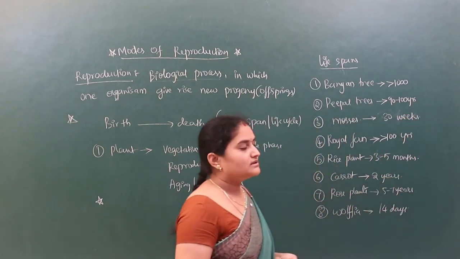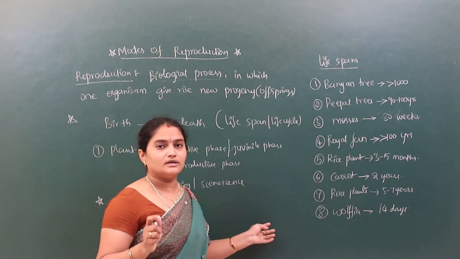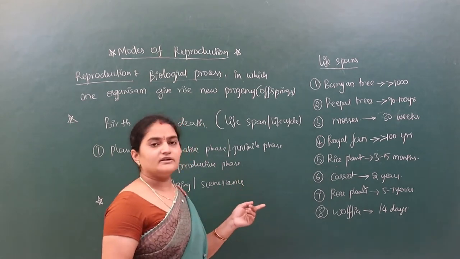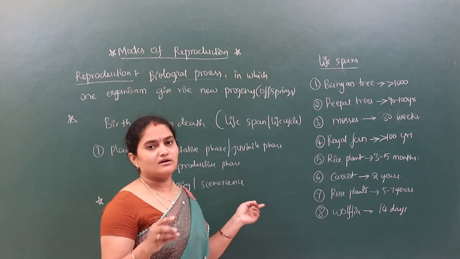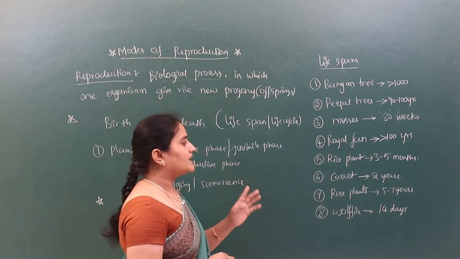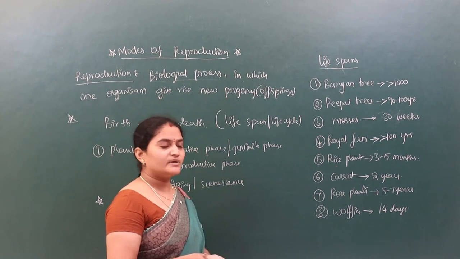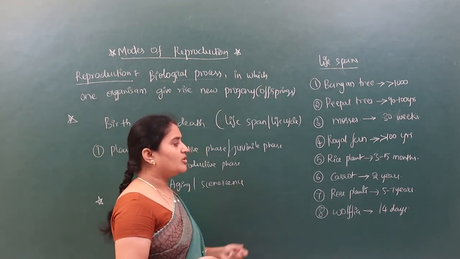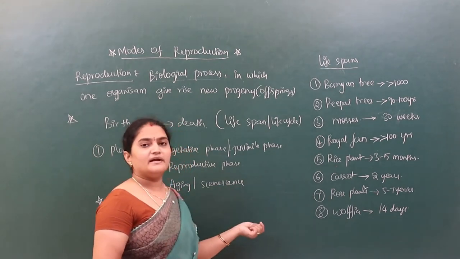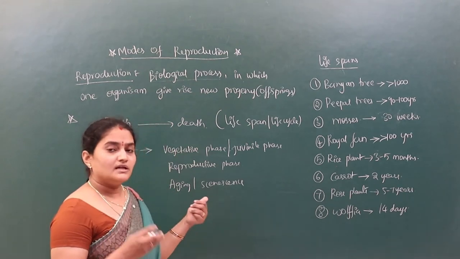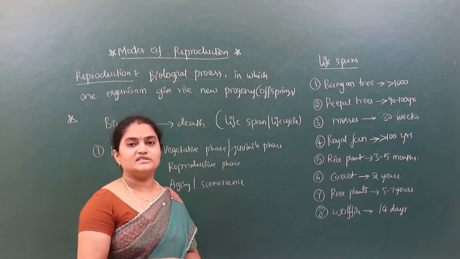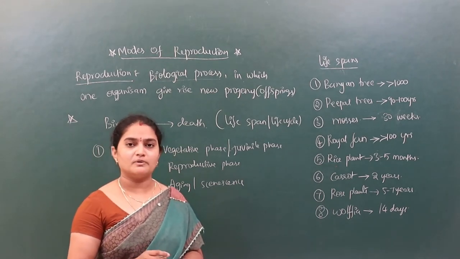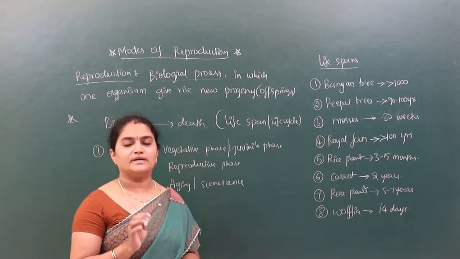The mosses can live for only a few weeks, and the royal fern will give a lifespan of about 100 years or greater. The rice plant is about 3 to 5 months. The carrot is about 2 years. The lifespan of the rose flower is 5 to 7 years. And Wolffia is considered the smallest angiosperm. It can live only about 14 days.